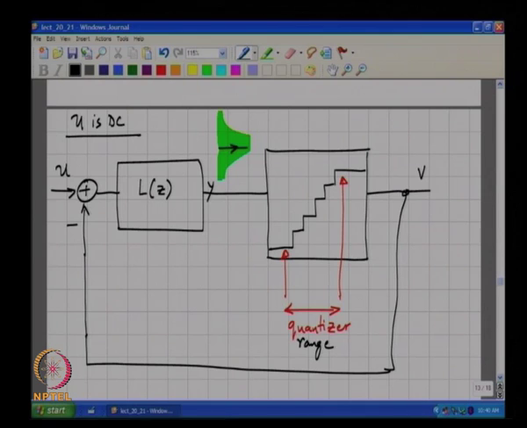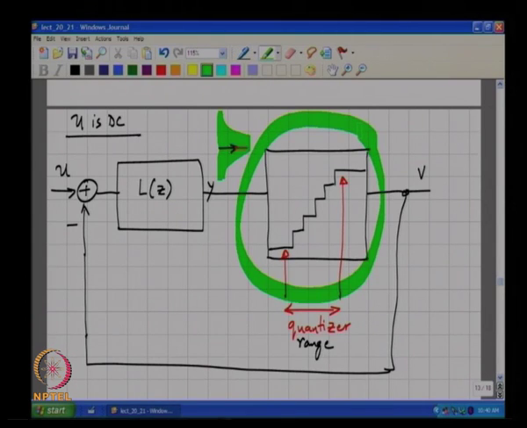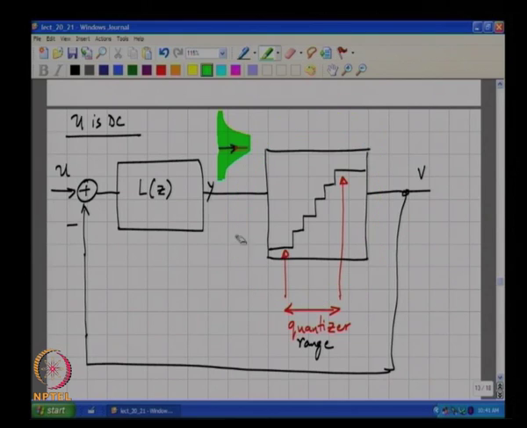I mean, I should try and eliminate nonlinearity. So what would I do? I will try and approximate the only nonlinear element in the picture, which is the quantizer, by a linear block, correct.